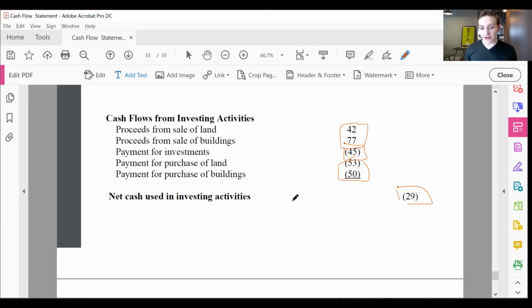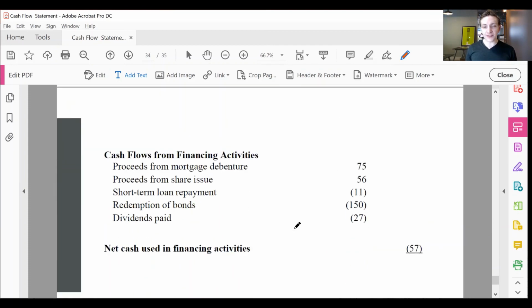Now let's look at financing. With the financing, again, we went through many of these. So we got in 75 from issuing a mortgage debenture. We issued 56 worth of shares, which is a cash inflow. However, we paid off the short-term loan and paid off quite a bit of our bonds. We also paid out dividends, 27 worth of dividends. So therefore, our net cash used in financing is a $57 outflow.